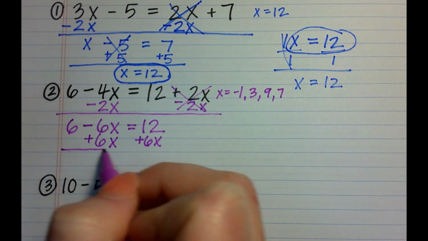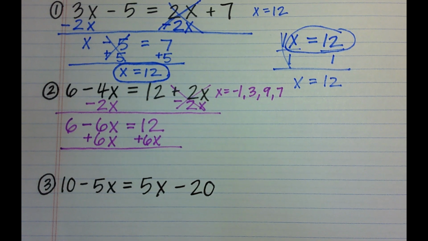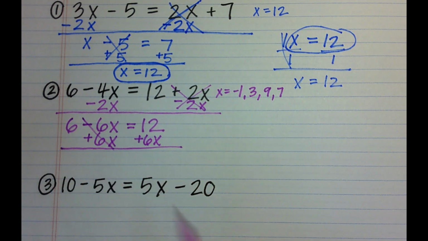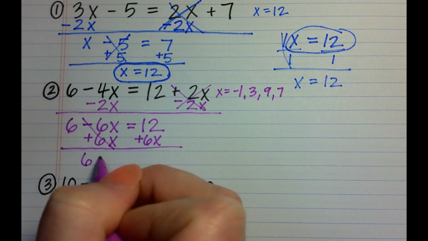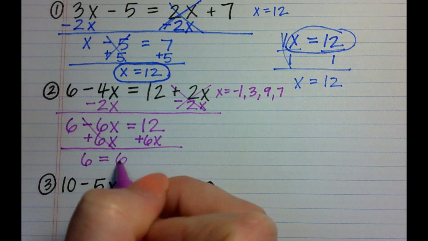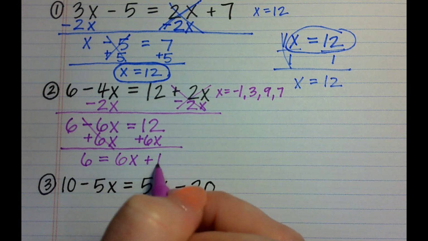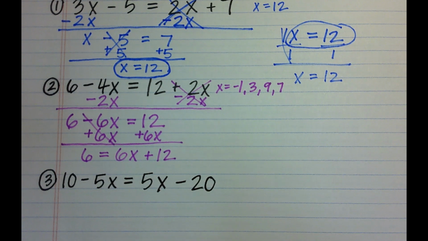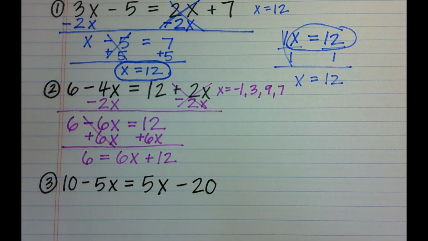Why not? What does that do to our equation? Mark out the 6x. Okay. And 6. So now we have 6 equals 6x plus 12. We just moved it over. Gotcha. Or you could do 12 plus 6x. We just moved it.